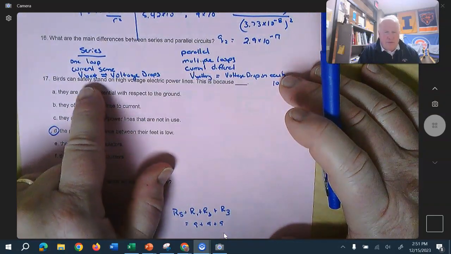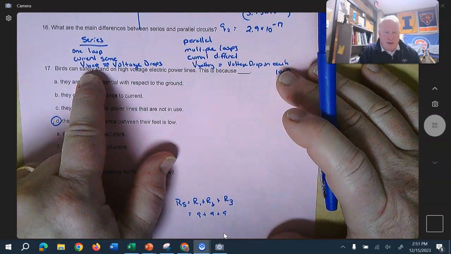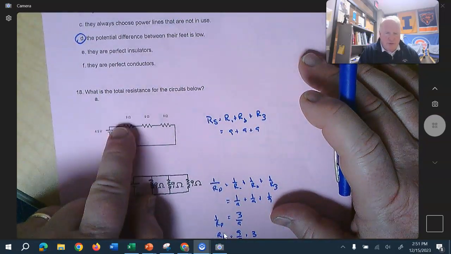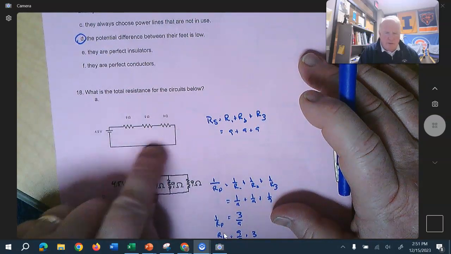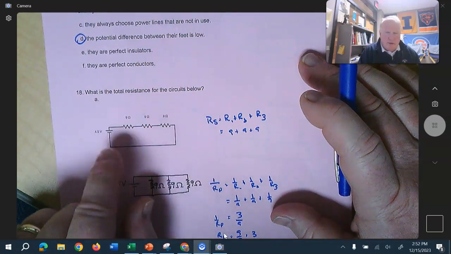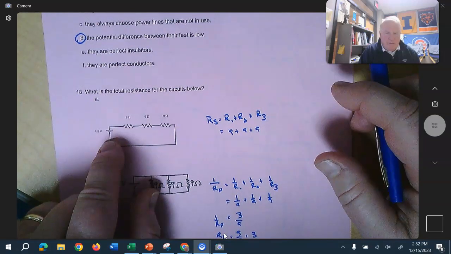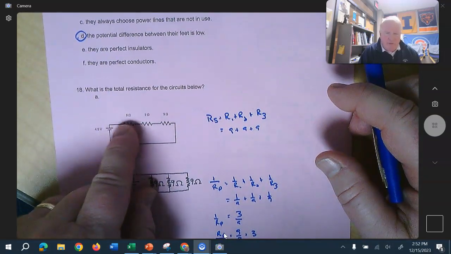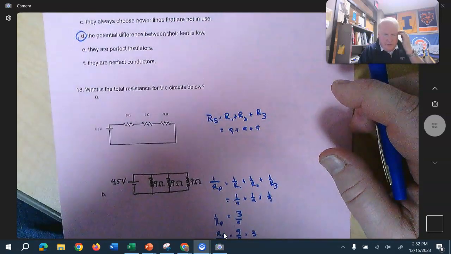And then the last thing: in a series, the voltage of the battery equals the voltage drops. We gain the voltage here, we lose it, we lose it, we lose it, right? And then we have to come back down here to 0. So that's how, at the beginning of this tape, we talked about how when we get through the battery, we gain voltage, and then we have to lose it all in the circuit.